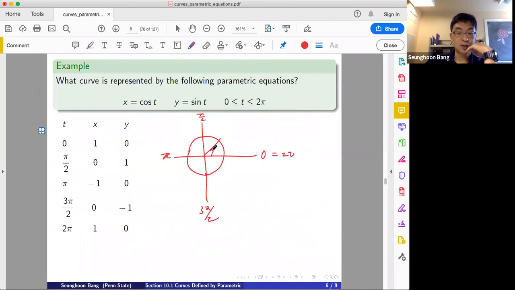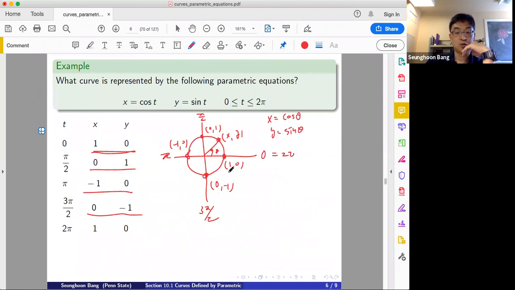What's the angle theta here? Angle theta, this one has an x and a y component. The x component is cosine of theta. The y component is sine of theta. Exactly, unit circle. At angle 0, this point is what? The 1, 0. Yes, 1, 0. This is 0, 1. Here. This is -1, 0. This point is 0, -1. So we have it. At 2 pi, 1, 0 again. That's the whole idea.